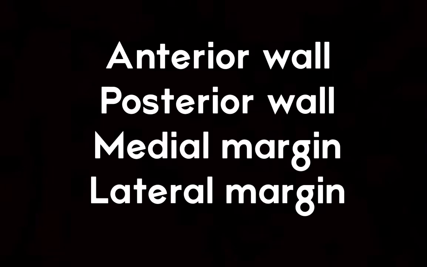The boundaries of the rectus sheath present anterior and posterior walls, and medial and lateral margins. So we have two walls, one is the anterior wall and the other is the posterior wall, and we have two margins, one is medial and number two is lateral. Now we'll talk about the anterior wall.